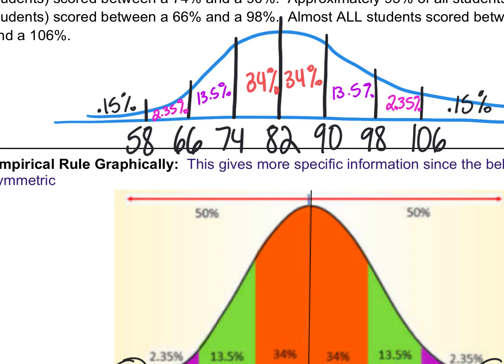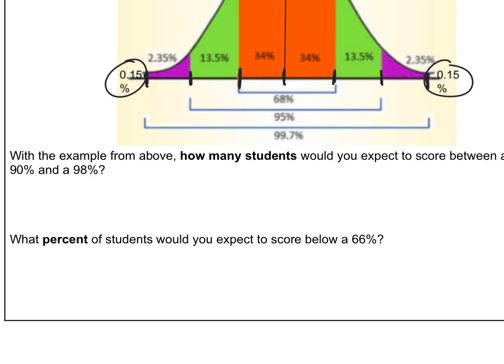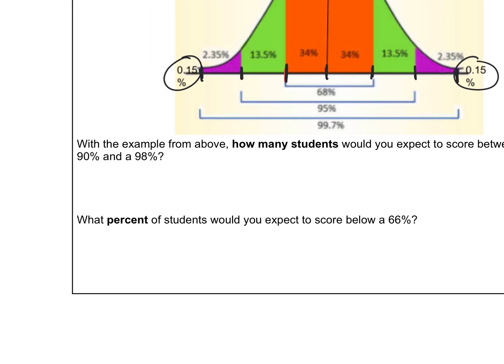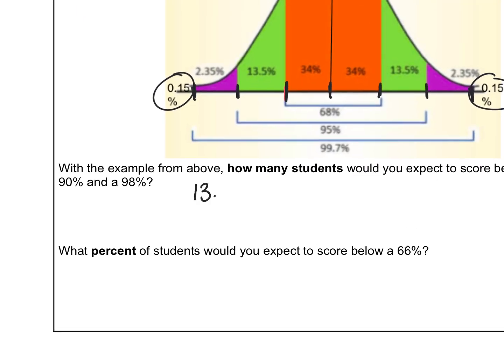The only other thing we have to be able to do is answer questions about the curve that we just drew. Usually they're pretty easy. So, with the example above, how many students would you expect to score between a 90 and a 98? Well, if I go up here, between 90 and 98 is what percent? 13.5%. However, it didn't ask me for a percent. It asked me how many students. So I need to multiply 13.5% times 75 students total to figure out what that is.